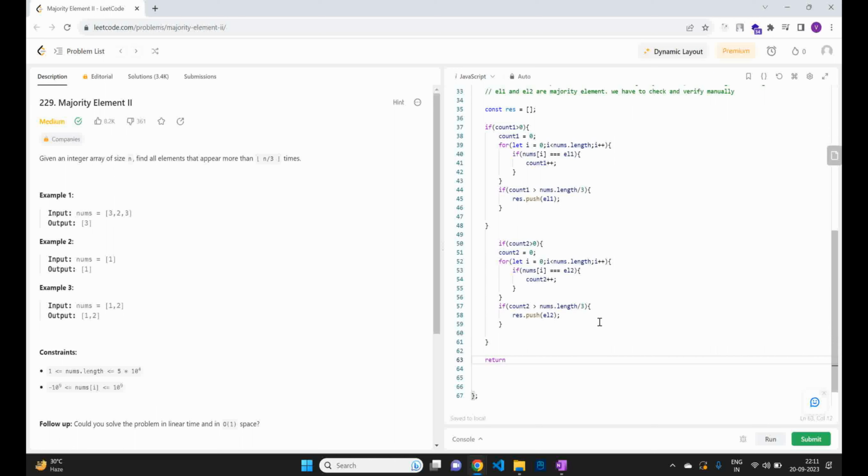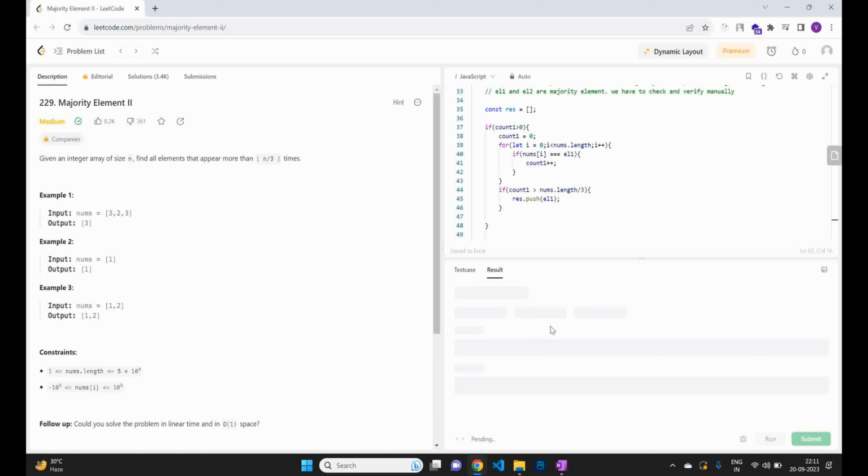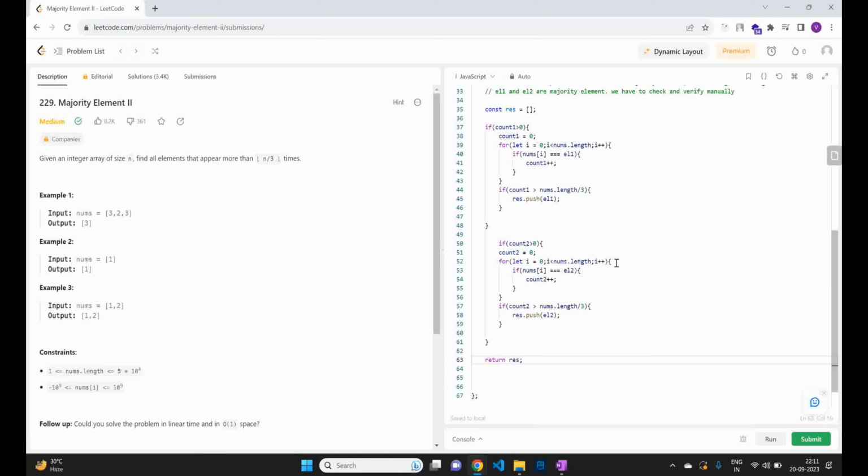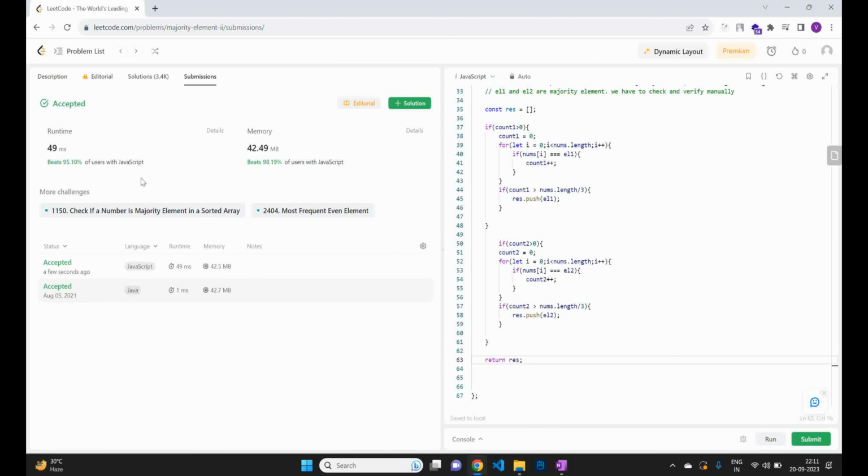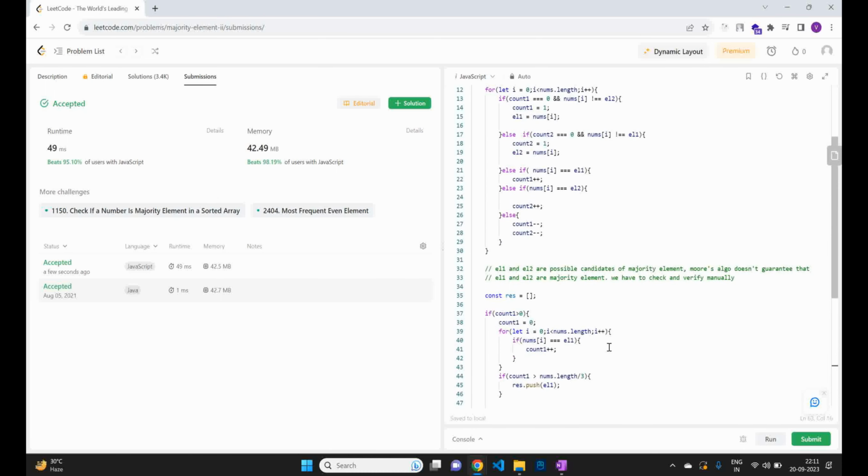Now let's try returning this result and let's run this. Okay, now it is running. All three test cases have been passed. Let me submit this solution and let's see if it passes or not. Yes, it is passed. So this is the solution for the majority element.